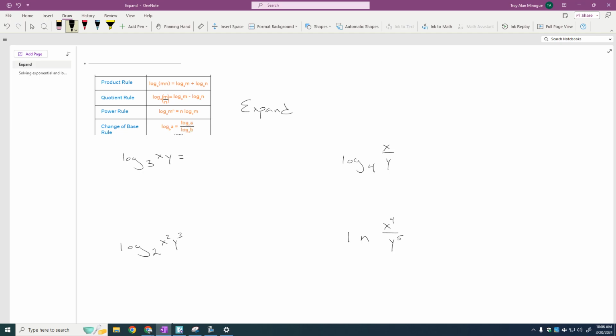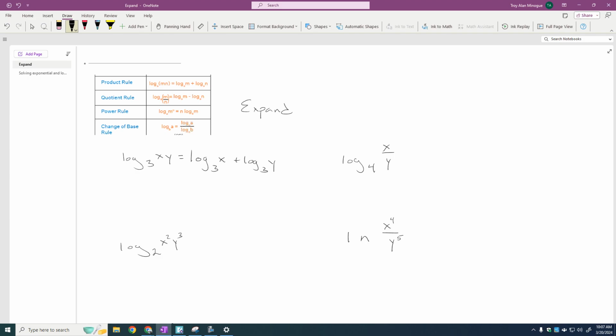Okay, so if I look at this right here, log base 3 of x times y. Product rule. If I have the log of two things being multiplied together, I can take the log of each one separately and add them together. So this would be written as the log base 3 of x plus the log base 3 of y.